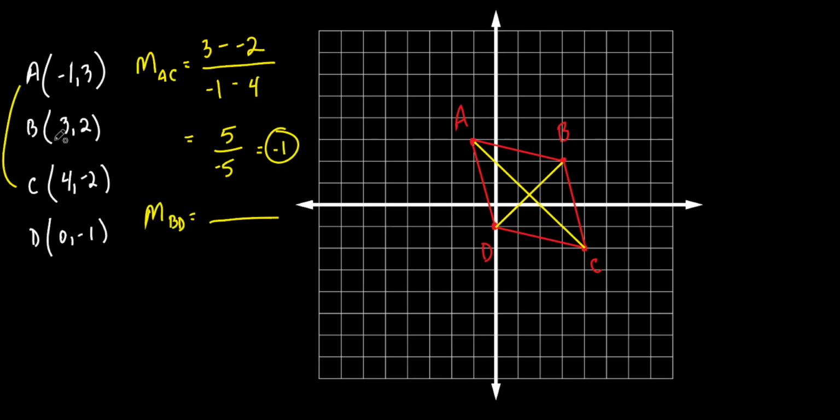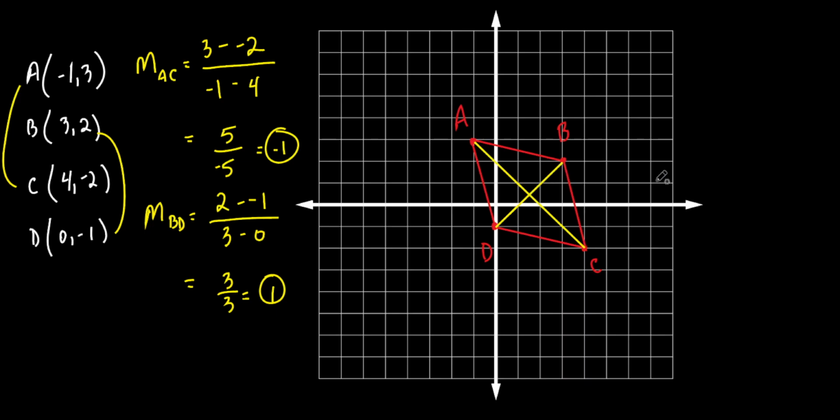All right, so here's B and here's D. Let's subtract the y's. 2 minus -1, correct? So I'm doing these two now. 2 minus -1, and then 3 minus 0. 2 minus -1 is 3 over 3 is 1. Look at that. I got the slope of this one is -1. I got the slope of this one is +1.